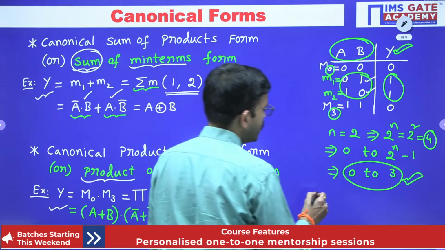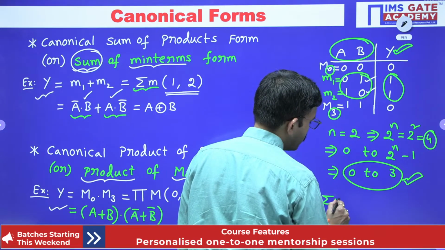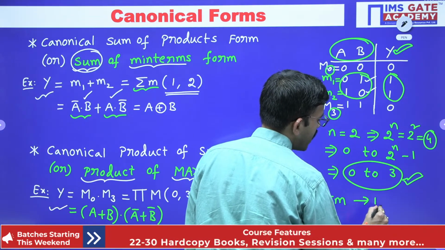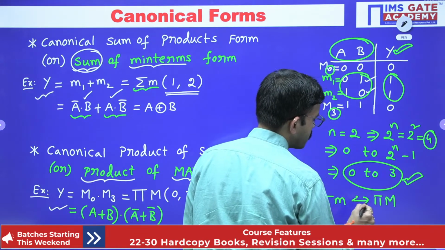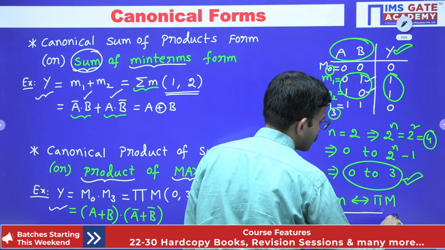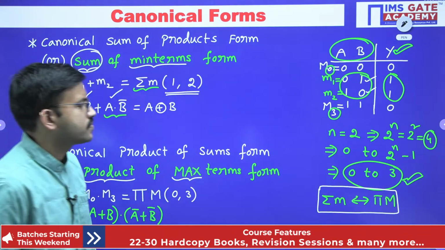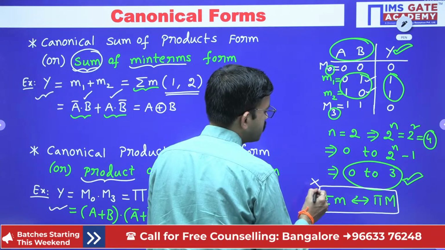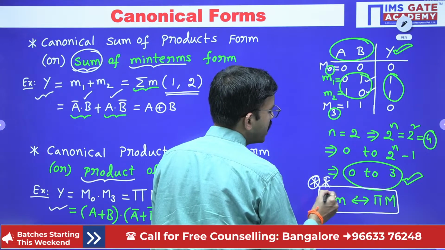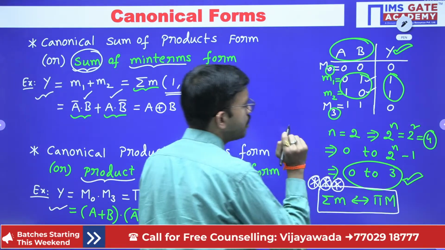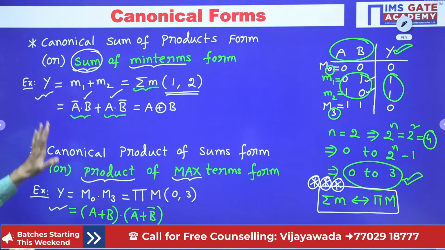Okay. So if you have sigma m, you can convert it into pi capital M. Or if you have pi capital M, you can write it as sigma m. Okay, I hope it is clear for everyone. Representation wise these two are different, but ultimately you are representing the same output variable. That means both are equivalent only.